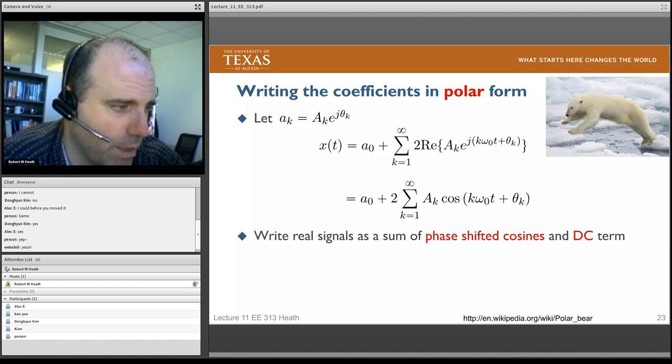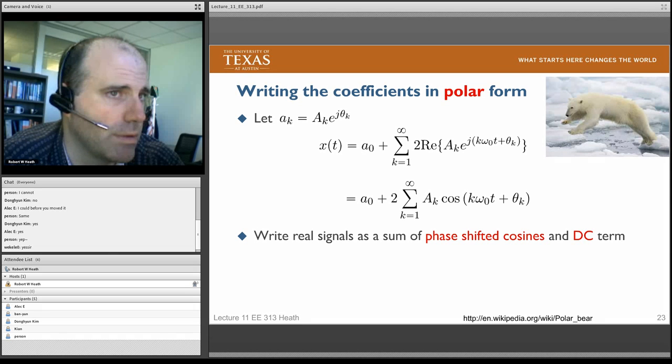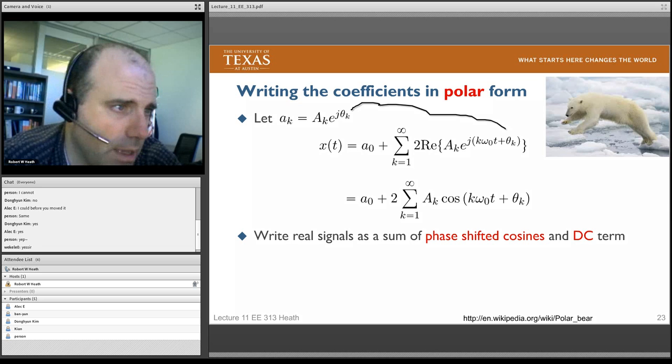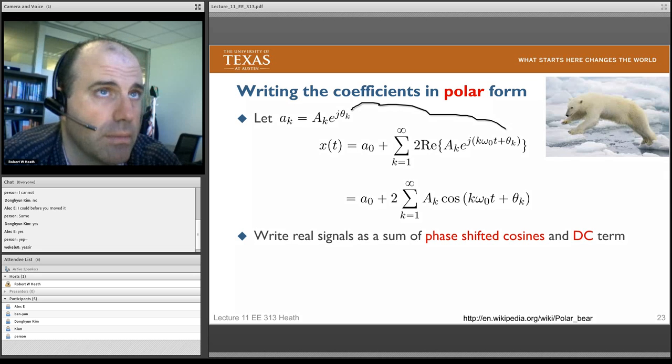Now, to simplify further, we're going to look at a couple of special cases. First of all, let's suppose that A k is written in polar form. Then we have the sum from 1 to infinity of 2 times the real part of the magnitude of A k times e to the j(k omega naught t plus theta k), with theta k coming from the phase of A k. The magnitude of A k is real, so we can factor that out. And the real part of a complex sinusoid is just the cosine, by Euler's identity. So we can rewrite this as A naught plus 2 times the sum from k equals 1 to infinity of the magnitude of A k times cosine of k omega naught t plus theta k.